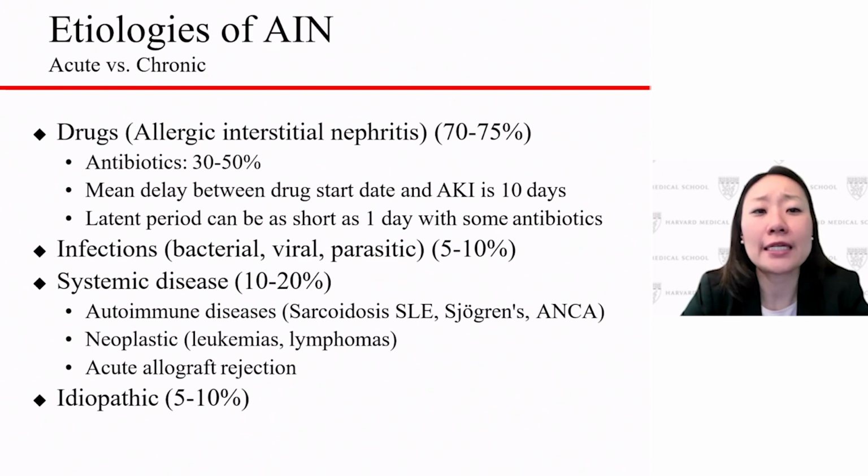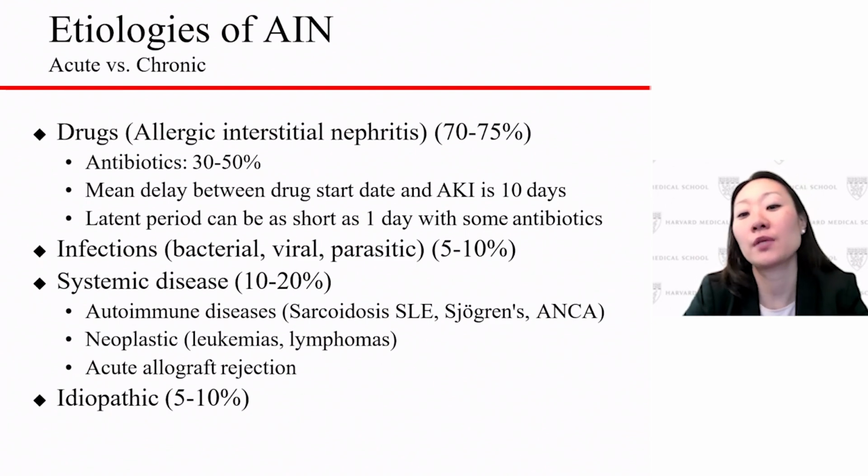So what are the etiologies of interstitial nephritis? We can break them down into 4 major categories. The most common etiology is drugs. About 3/4 of the cases are due to drugs, and antibiotics are a common offending agent. The mean delay between the drug start date and acute kidney injury can be up to 10 days, but there can also be a latent period as short as 1 day with some antibiotics.